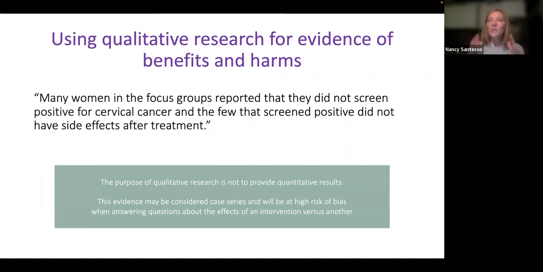And so we just have to remember, the purpose of qualitative research is not necessarily to provide quantitative results. Qualitative research is really about exploring why people feel they do or how they feel, and not just counting how many people in that group actually had a side effect or not. So just to be careful. If you are using that type of research to make decisions about how many people would have a side effect, you'll have to be quite careful, because in essence it's like a case report or case series of those people in the focus groups. So it'll have a high risk of bias, etc. So we just have to be careful about that.